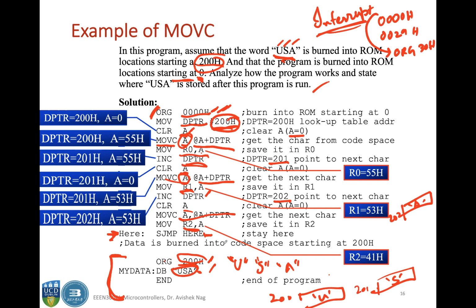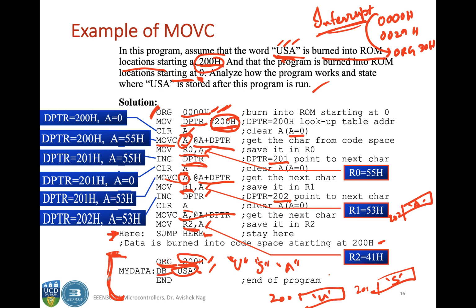So data is burned into code space starting at 200H, which means the data is already staying in 200H, and you are bringing that data to the accumulator and finally saving it to the 3 registers R0, R1 and R2. Sorry about the confusion in the beginning. Basically the word USA is already burned into the ROM location starting at 200H. So the data was already there.